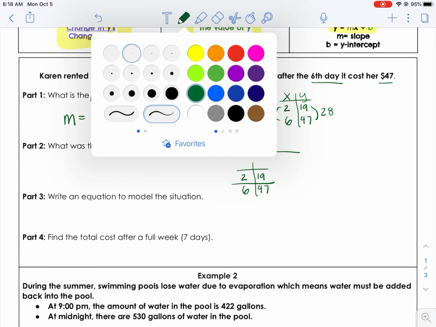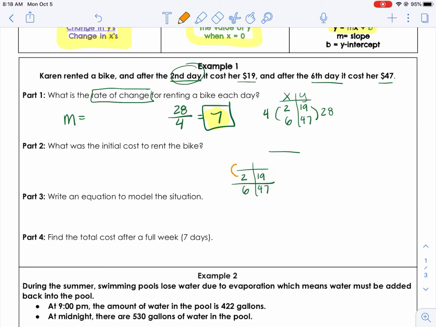So if I'm working backwards here, if I subtract 1, I'm going to subtract 7 over here. So that's going to give me 1 and 12. Well, I want where x is 0, so I'm going to subtract 1 again, and I'm going to subtract 7 again. And that tells me that when x is 0, y is 5. So my y-intercept is going to be 5.